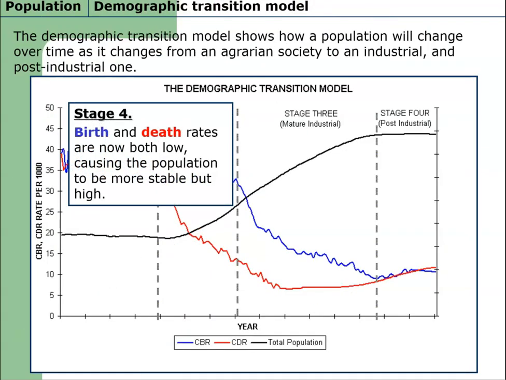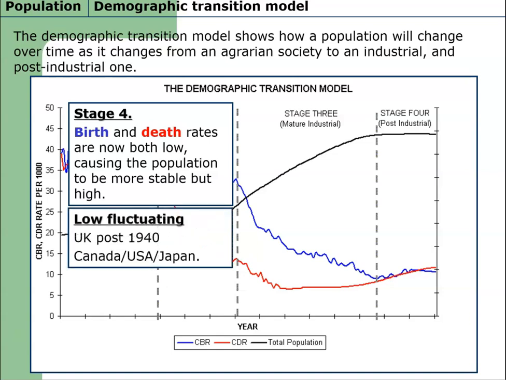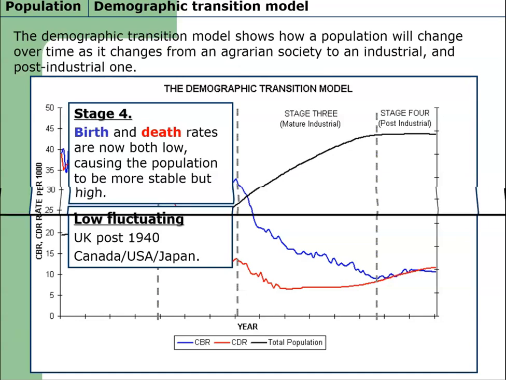Here we are discussing stage 4 of the demographic transition model. Birth and death rates are now both low, causing the population to be more stable but high. Examples include Canada, USA, Japan, and the UK post 1940.